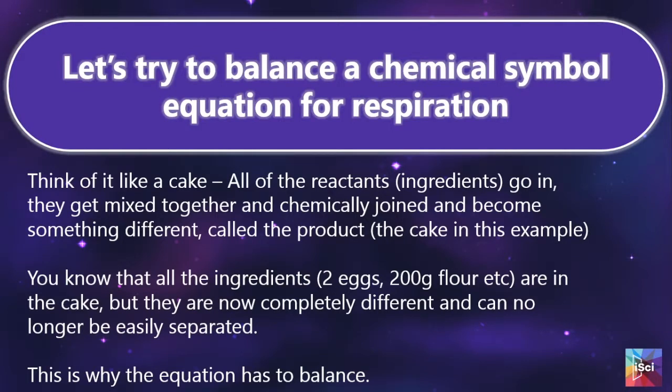So when I introduce balancing chemical equations, I always like to tell them that it's a bit like a cake. So they know that when you make a cake, you put all the different ingredients in, and then you mix it all together, you bake it, and it comes out and it's completely different. You can't separate out those ingredients very easily anymore. But then you can emphasize the balancing bit, that there's still the 2 eggs and the 200 grams of flour and things like that. They just are arranged in a completely different way. So you have to make sure that whatever has gone into it is the same as what's come out.